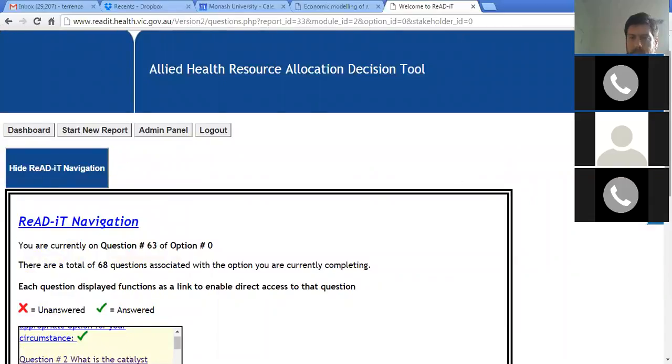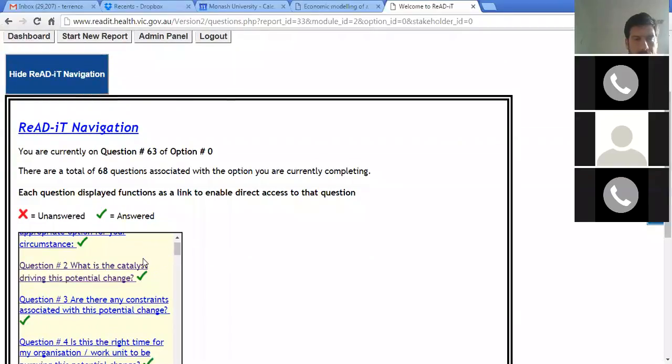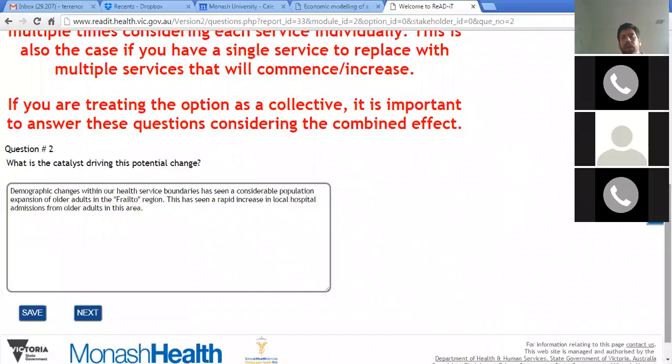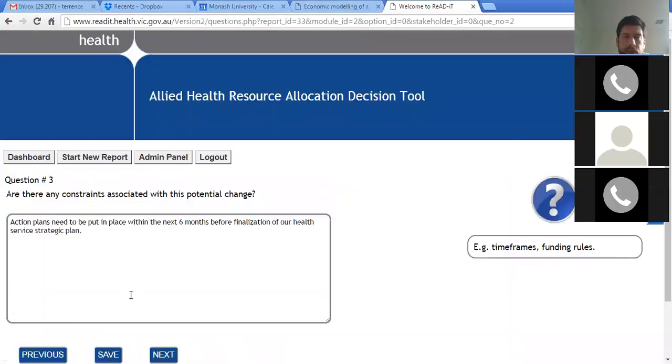All right, so let's go back to our hypothetical example. Let's go to question 2. So what did I say here in question 2? In this hypothetical example, the catalyst driving this potential change is that there are demographic changes within our health service boundaries that has seen a considerable population expansion of older adults in the Frailto region of our service. This has seen a rapid increase in local hospital admissions from older adults in the area. So we've got to do something about this. This is what's driving our desire to change how we provide services. I just click on the next button to go to the next response.